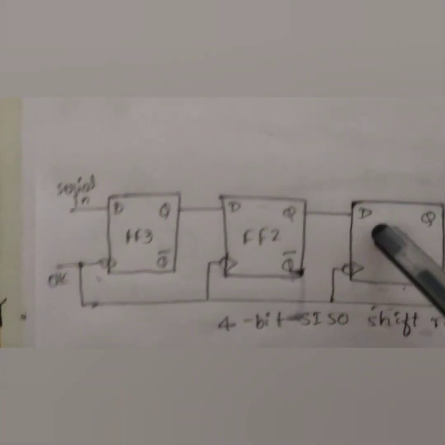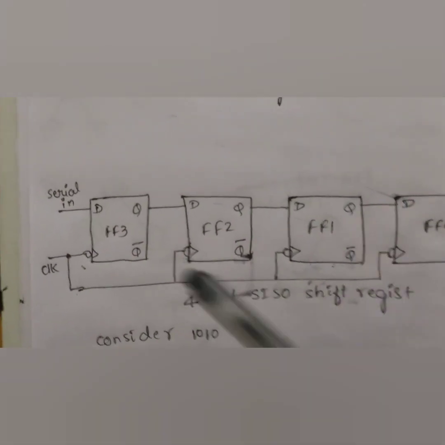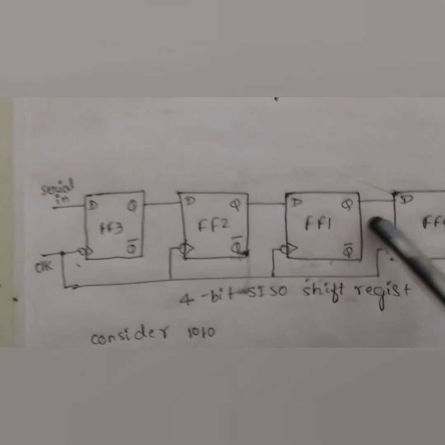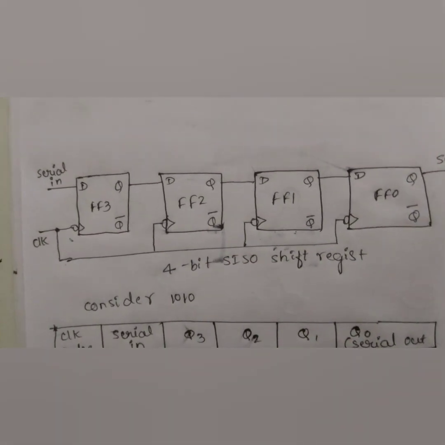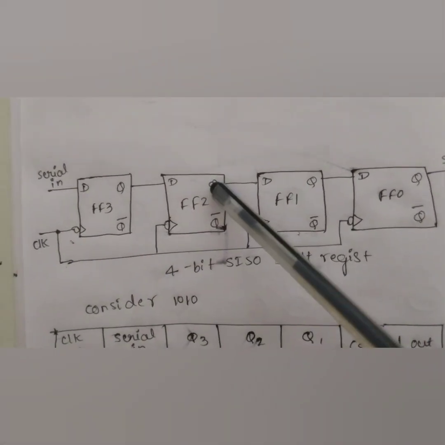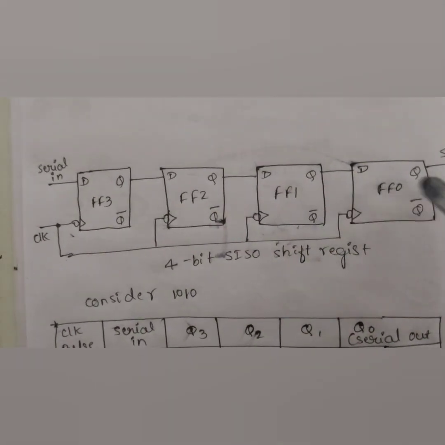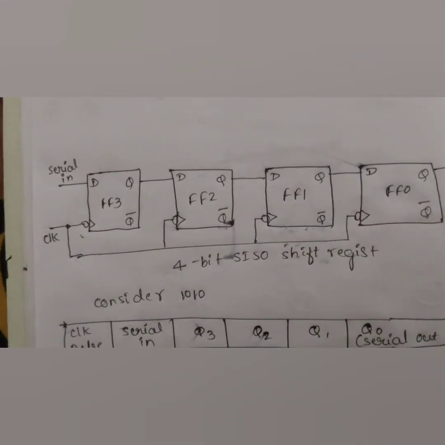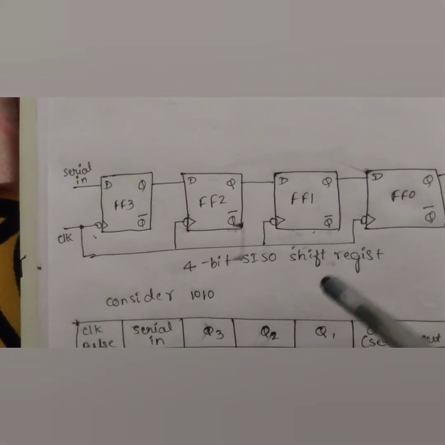This figure shows a 4-bit serial in, serial out shift register, which consists of 4 D flip-flops connected in cascade. That is, the output of a D flip-flop is connected to the input of the next D flip-flop. All these flip-flops are synchronous with each other, as the same clock pulse is applied to each of them.